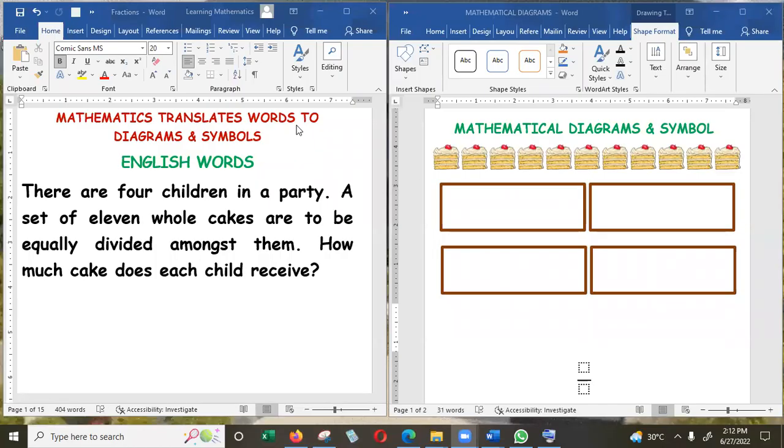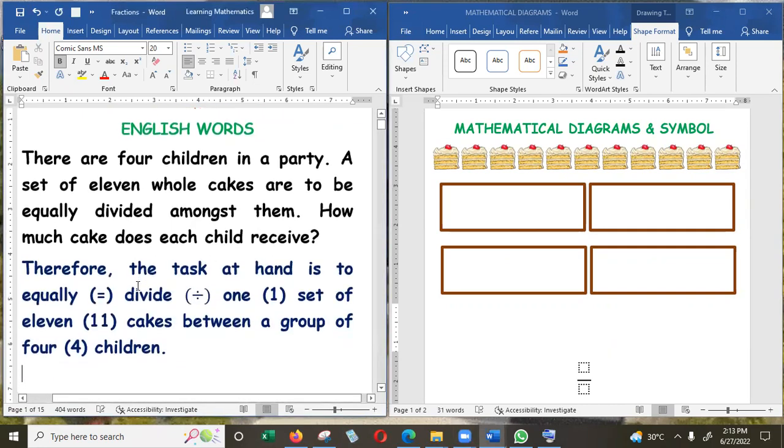Mathematics translates words to diagrams and symbols. Here are some English words outlining a situation. There are 4 children in a party. A set of 11 whole cakes are to be equally divided amongst them. How much cake does each child receive?